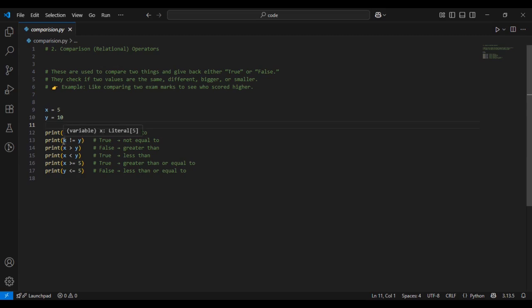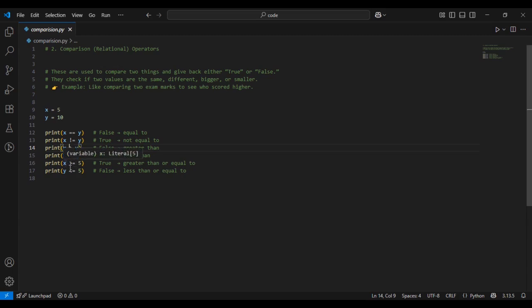For example, we are checking is y not equal to x, so it is not equal, so it will give the value of true. And this is the greater than sign, this is the less than sign, this is the greater or equal to sign. So when we check x is greater than or equal to 5, this will give true because there's an equal to.